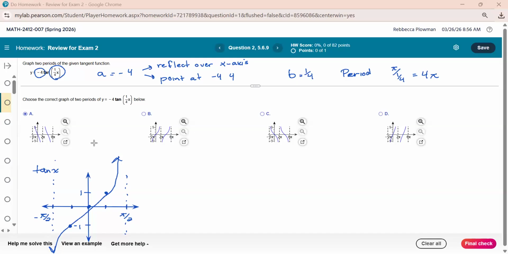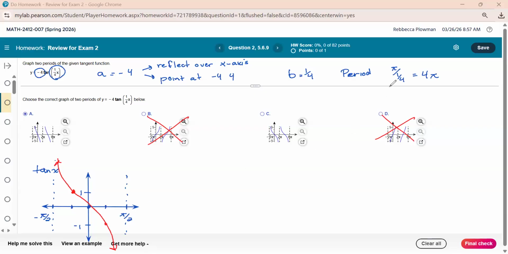So for one thing, we have to change this line because of that -4, we're going to get that reflection, right? So we are expecting something that is going to go like this now. So now it's changed from something that was increasing to something that is decreasing. So we see B can't work for us. And D doesn't work for us.